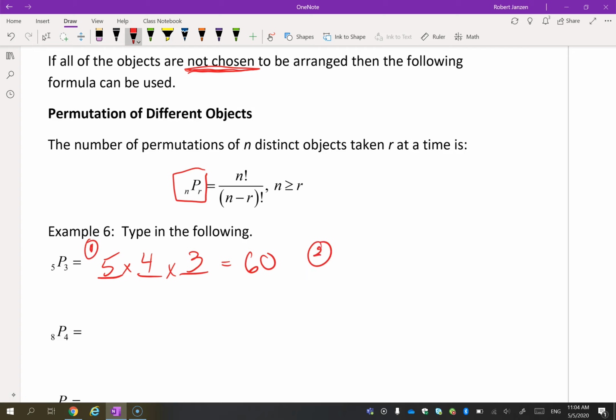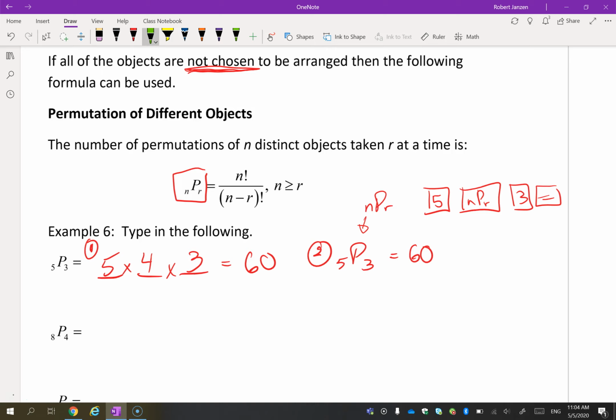Option 2 is to use the calculator. We're going to look for this button on the calculator. It actually looks like this, NPR. Okay, and what you're going to do is you're going to put in the 5, then you're going to find this NPR button, and then you're going to put in 3, and then you're going to put in equals. Okay, it will give you the same answer.